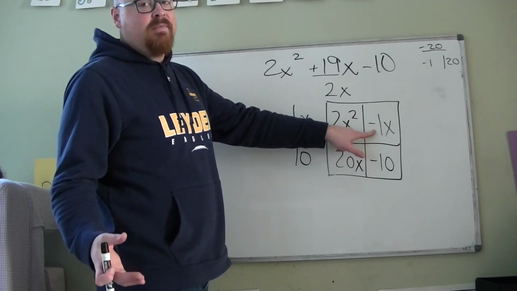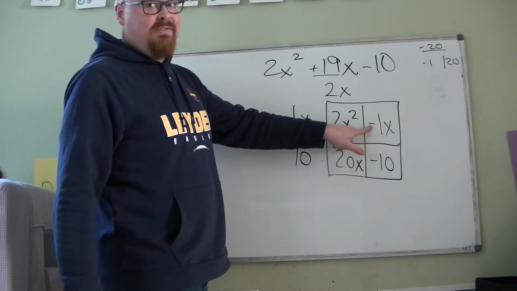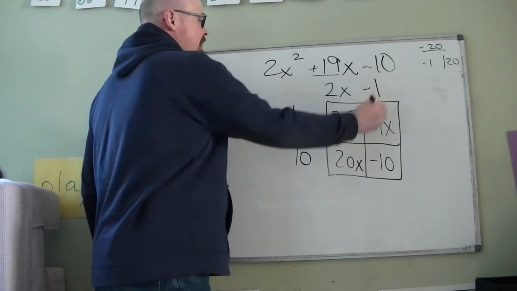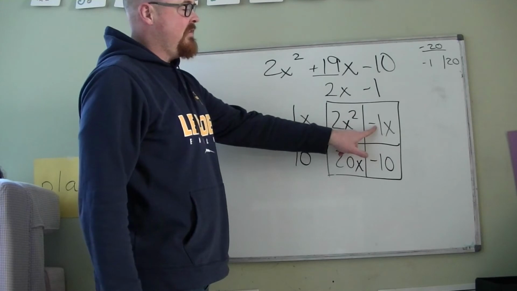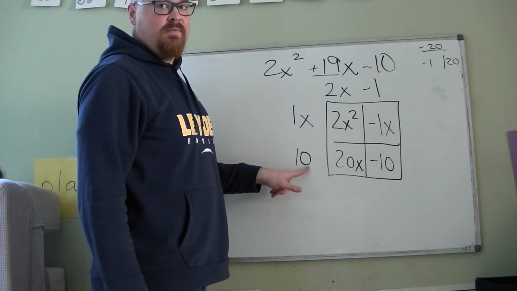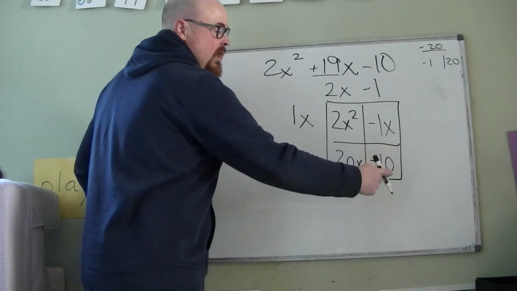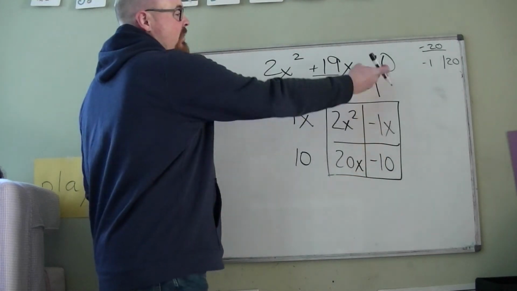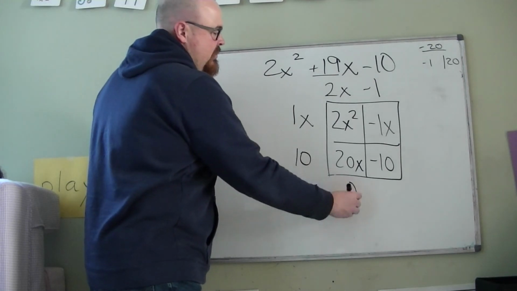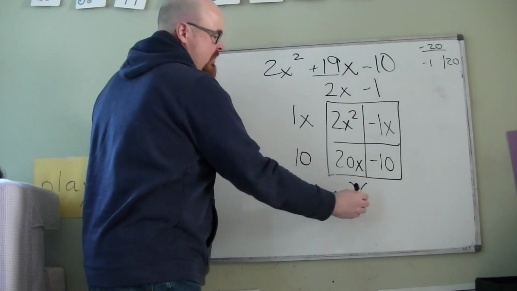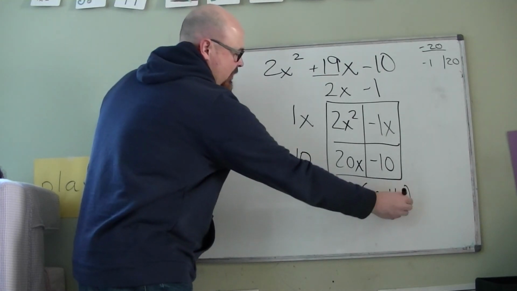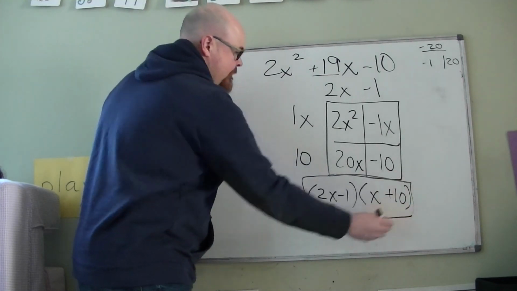Well, the only thing that negative 1 is divisible by is negative 1 and 1. But because this is negative, when I pull the number out here, I'm getting a negative 1. If this is negative, this is negative. Just like I said, if this is positive, this is positive, regardless of what number we get down here. So I'm pulling out a negative 1. So my factored form here is 2x minus 1 times x plus 10. There you go.